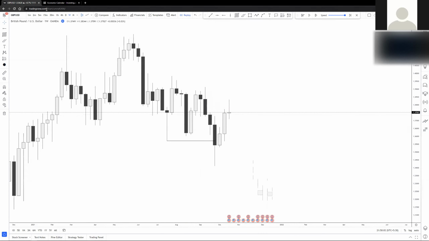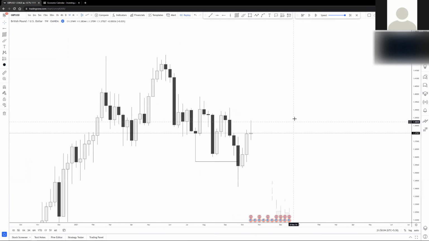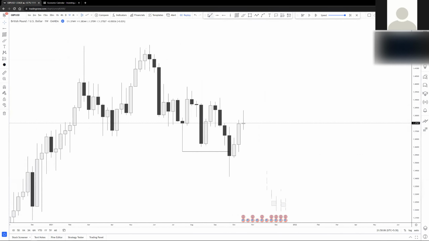Now, it did not happen on OANDA. It did happen on FXCM and FTMO brokers. Now, who took this liquidity out? It's that wick, right? It's the wick that took out the liquidity. So you can right away mark that wick.